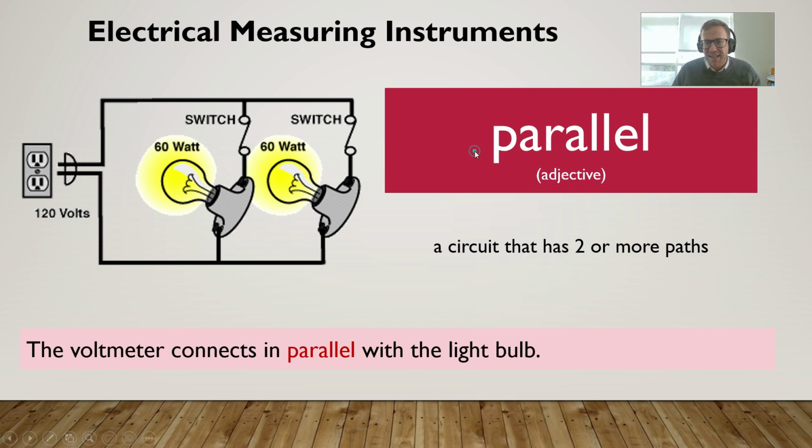So for spelling, it's a little difficult because we have this double L and a single L at the end. So you need to remember which one's double and then single, parallel. For pronunciation, it's quite easy. It's as you see it.